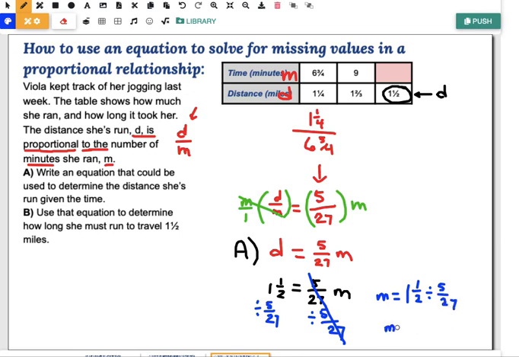So M is going to equal, let's put that in our calculator, and that's going to tell us what we need to know in order to solve this problem. So that equals 8 1/10 minutes, or 8.1 minutes. Okay, so in order to run 1.5 miles, Viola needs to run for 8.1 minutes. And that is the answer to that problem.